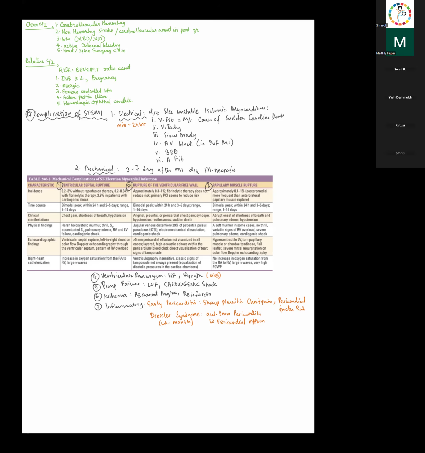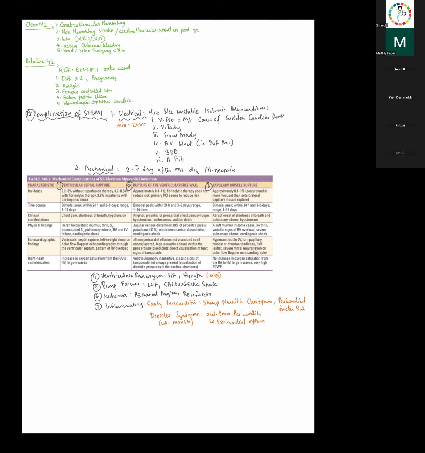And the relative contraindications, we use fibrinolytic therapy by assessing the risk-benefit ratio. It includes allergy, severe uncontrolled hypertension, active peptic ulcer disease, hemorrhagic ophthalmic conditions like diabetic retinopathy, etc., and pregnancy.